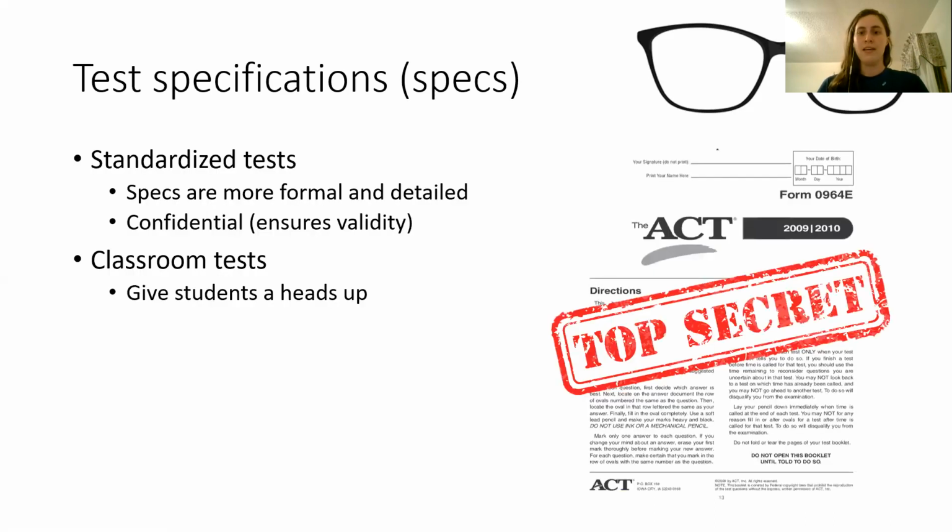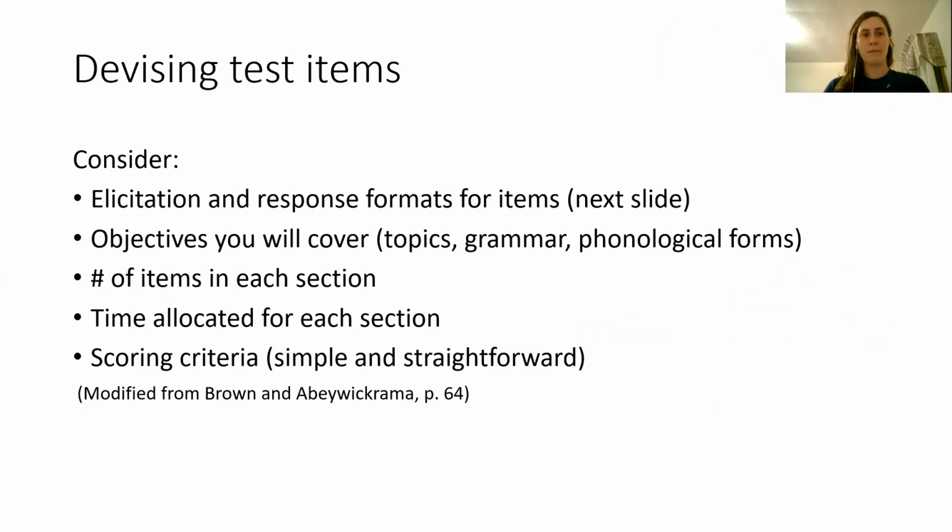It is important to note that for standardized tests, the specs are more formal and detailed, and they are also kept confidential to ensure validity, because you don't want people knowing what's going to be on the ACT before they take it. But for classroom tests, we don't want to keep it confidential. We want to give our students a heads up, so they should know what types of items will be on the test, which, relating back to the previous chapters, it should be tasks that they have seen before. And they should know what the content is, and it should match up with your objectives.